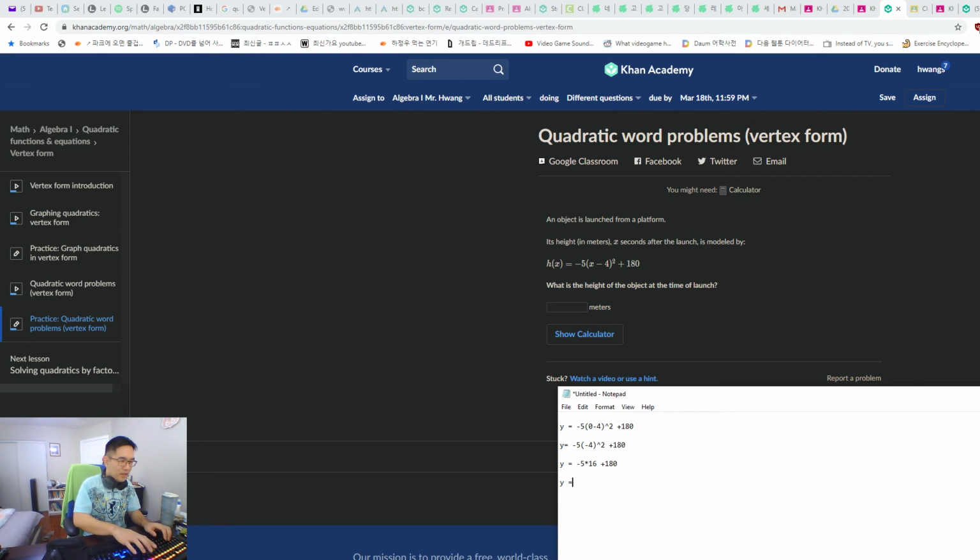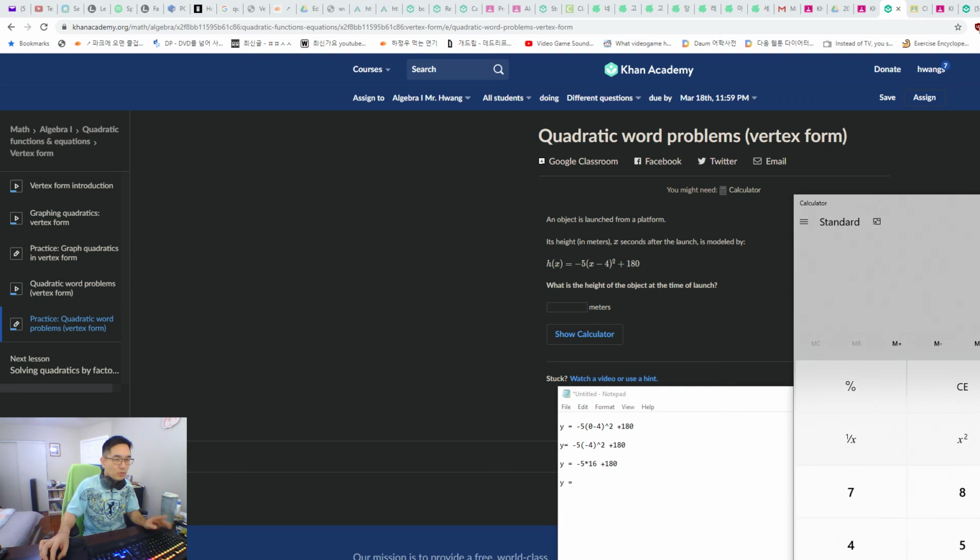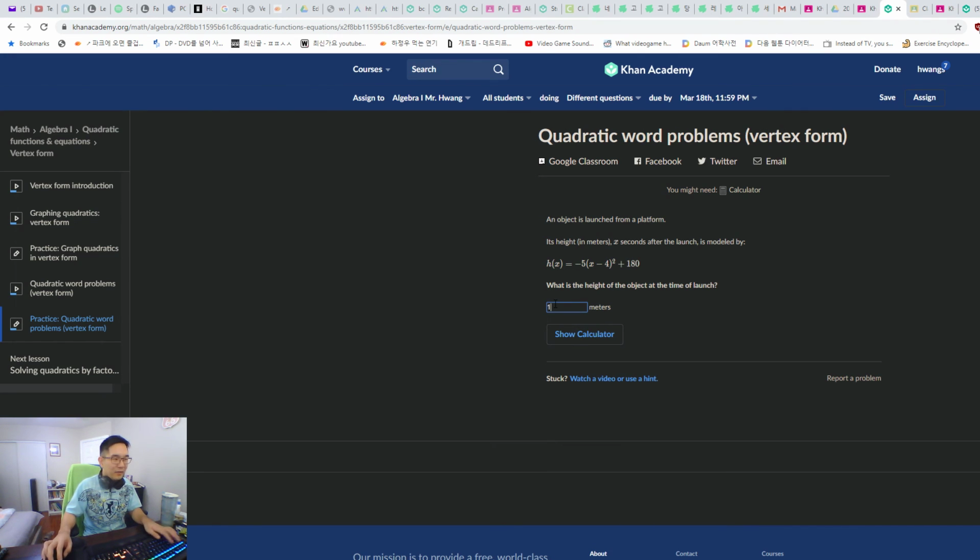Negative 5 times 16 is negative 80. I'll double check my answer for you. Negative 80 plus 180. I think most of you can do that mentally. Y equals 100. Height equals 100. That seems a little high, but whatever. So this is how you would handle this type of problem.